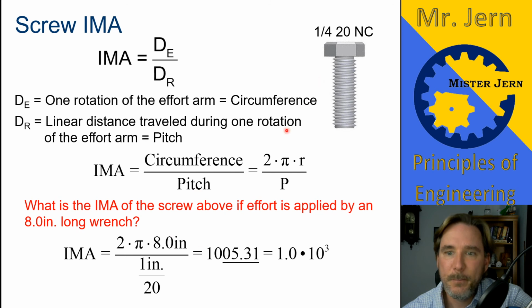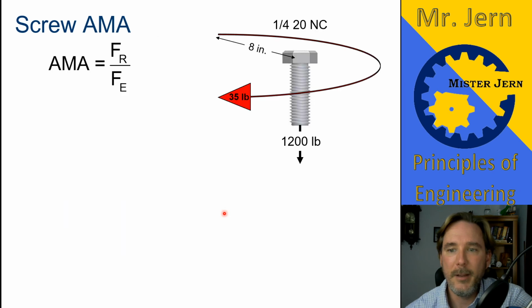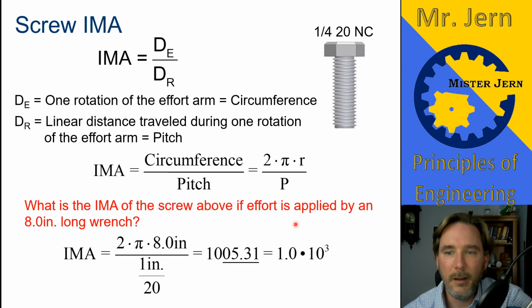Divided by the pitch, well, that is definitely given. So it's 1/20th, like I said. You get that information from right here. So 1/20th, 1 inch is over 20. So you take 2 times pi times 8 divided by 1/20th. That's going to give you this number right here. And so our IMA is going to be basically 1,000 to 1, right? 1,000 to 1, 1,005 to 1.